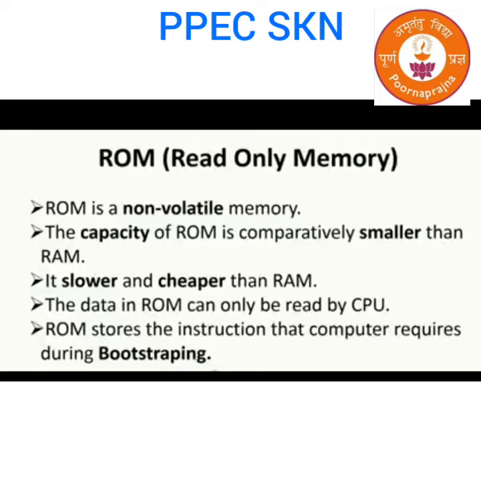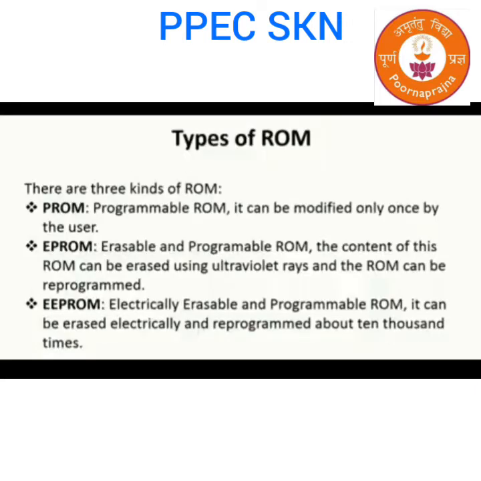The capacity of ROM is comparatively smaller than random access memory. It's slower and cheaper than RAM. The data in ROM can be read by the CPU, only read by the CPU. That's why it's called read-only memory. And ROM stores the instructions that the computer requires during bootstrapping. Bootstrapping means when the system is switched on, the boot process will be active. That time, what are the instructions needed for the CPU? All those instructions. So ROM is a non-volatile memory and it's a read-only memory.